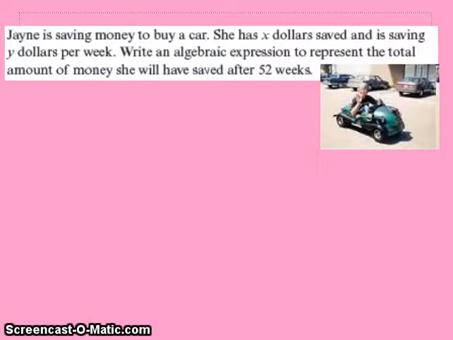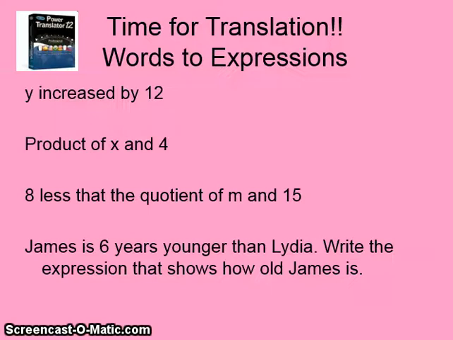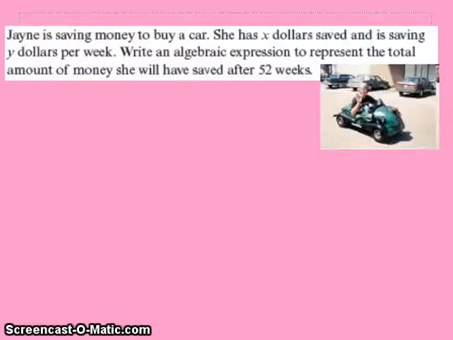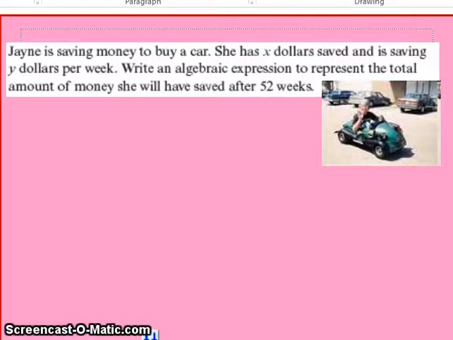Alright, and this is our last example. This needs to be in your notebook as well. And these up here, they also need to be in your notebook, so make sure you get those written down. This says, Jane is saving money to buy a car. She has X dollars saved and is saving Y dollars per week. Write an algebraic expression to represent the total amount of money she will have saved after 52 weeks. Alright, so here's our information. This is how much she has saved already.